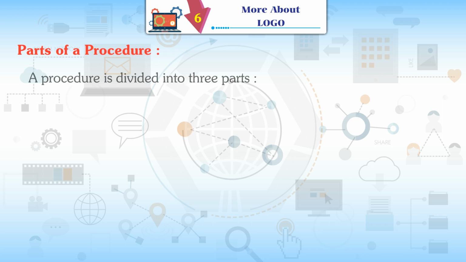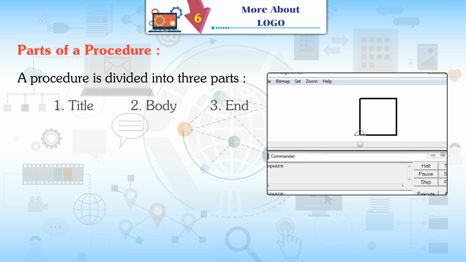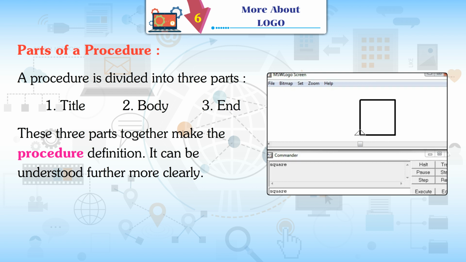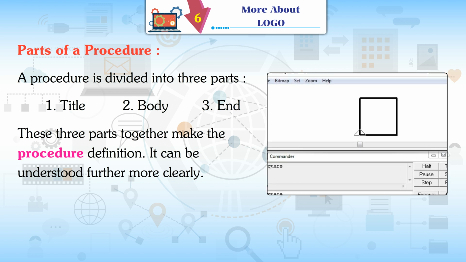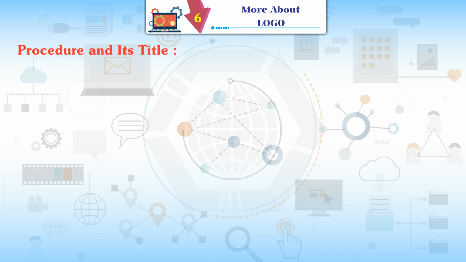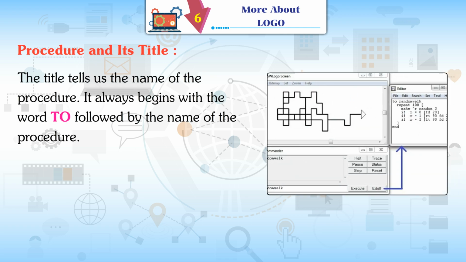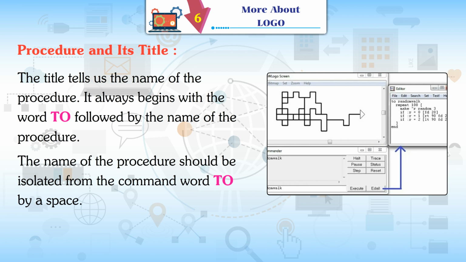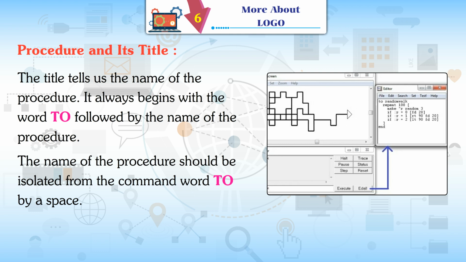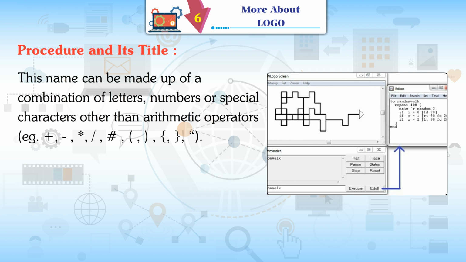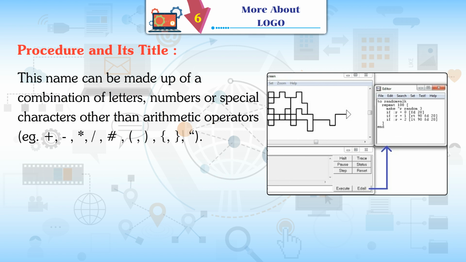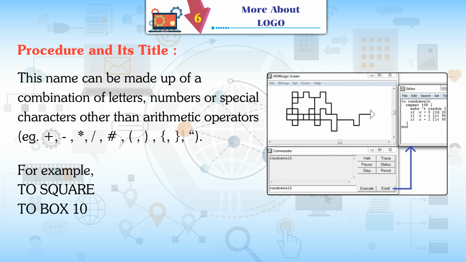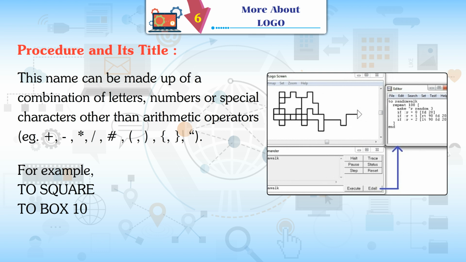Parts of a procedure. A procedure is divided into 3 parts: title, body, end. These 3 parts together make the procedure definition. It can be understood more clearly. Procedure and its title. The title tells us the name of the procedure. It always begins with the word TO, followed by the name of the procedure. The name of the procedure should be separated from the command word TO by a space. This name can be made up of a combination of letters, numbers, or special characters other than arithmetic operators. For example, TO SQUARE, TO BOX10.